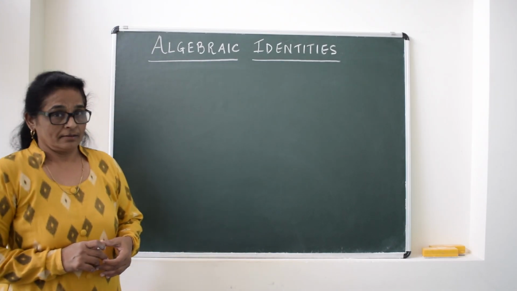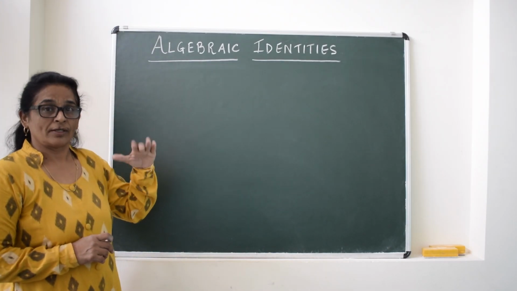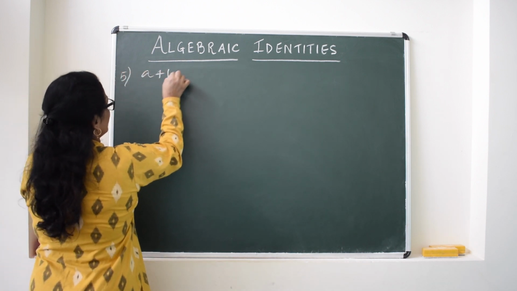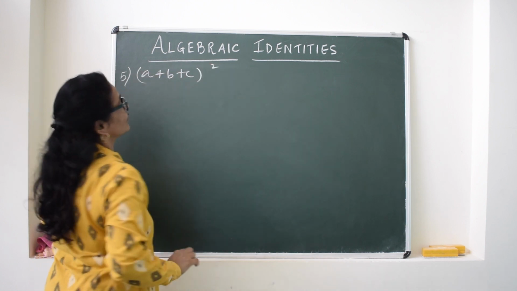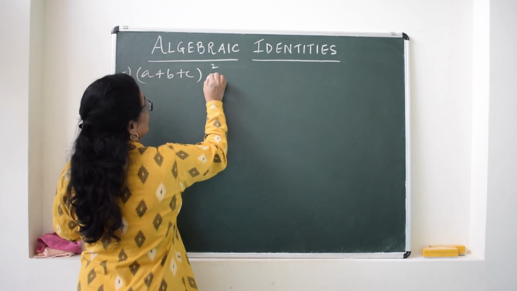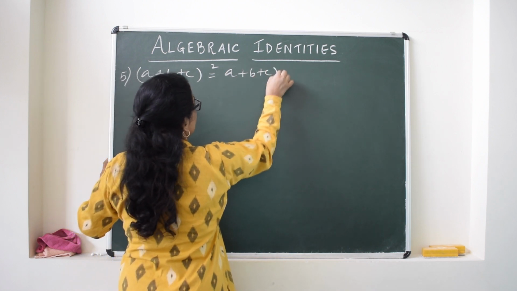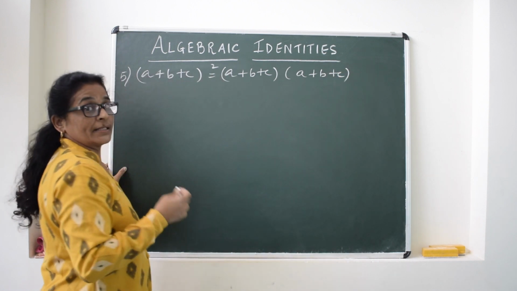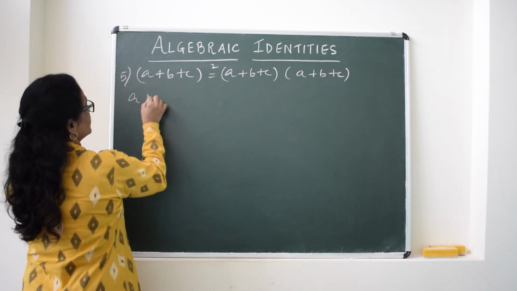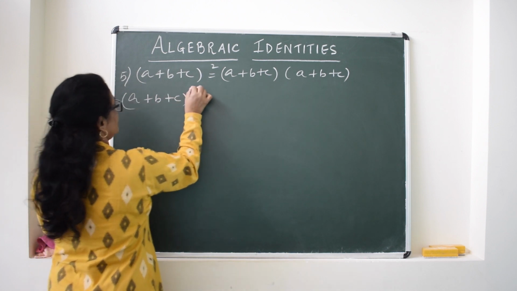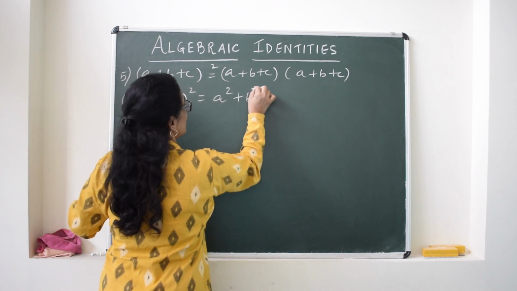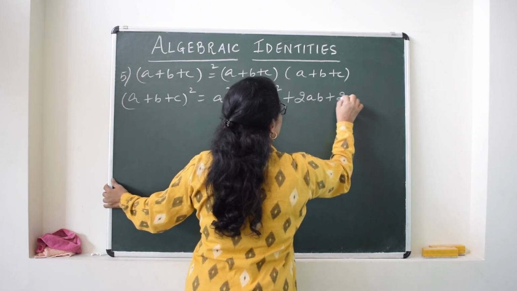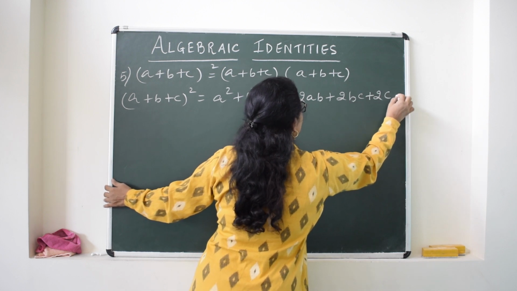Now the next identity is a plus b plus c the whole square. What I was talking about before the factorization, that is three quantities the whole square. This is a plus b plus c into a plus b plus c. The expansion of this a plus b plus c the whole square is a square plus b square plus c square plus twice ab plus twice bc plus twice ca.